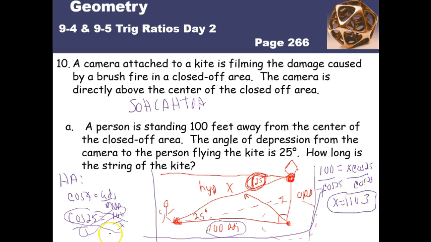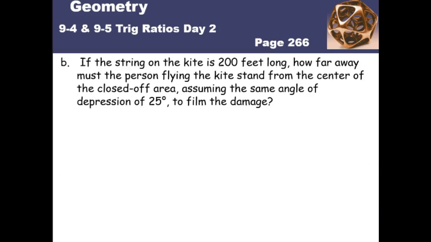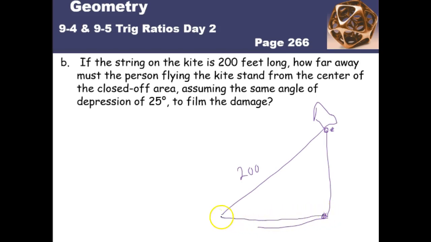All right, and then for part B, if the string on the kite is 200 feet long, let's redraw the picture. Here's the kite and the camera. This time I'm saying the string of the kite is 200 feet long. And this is the center of the damaged area. How far away is a person standing if it's 200 feet long?